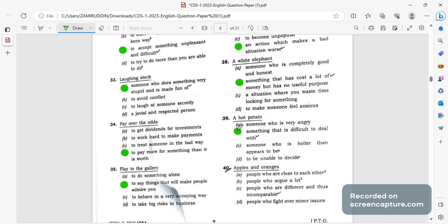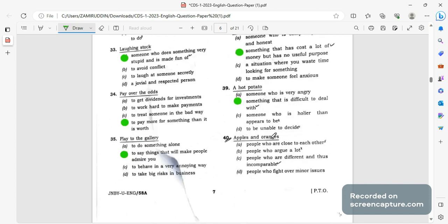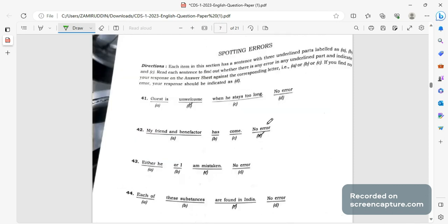When I say try to hold the hot potato, it is difficult, as you all know, so it is something which is difficult to deal with. Apples and oranges: people or things that are different and thus incomparable. You can't compare apples with oranges, both of them are different from each other. Next one.